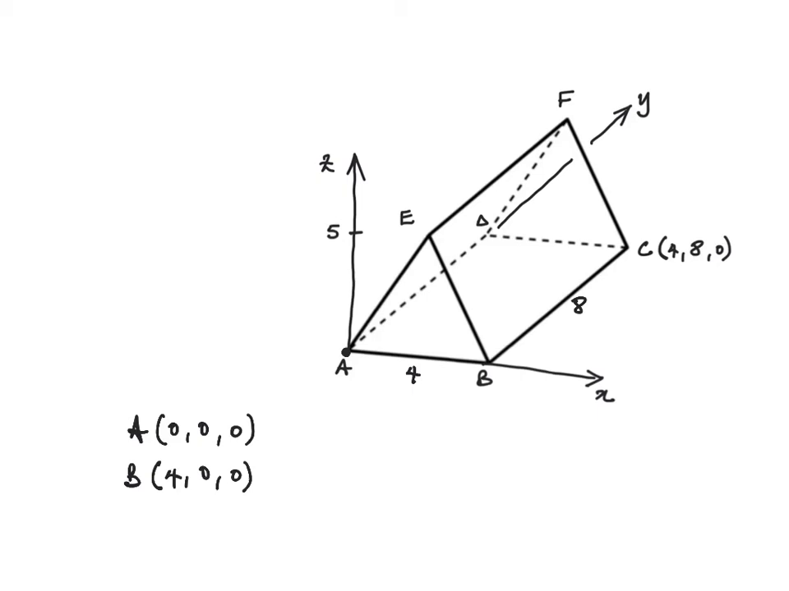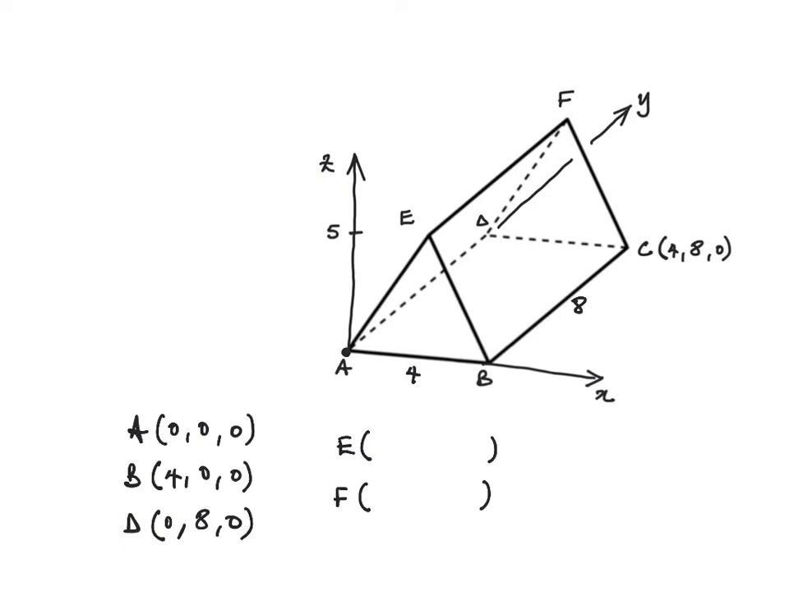We know what C is. And D then. Now, we start at A, we move 0 in the x, 8 in the y, and 0 in the z. And the first problem, I think, is the point E.